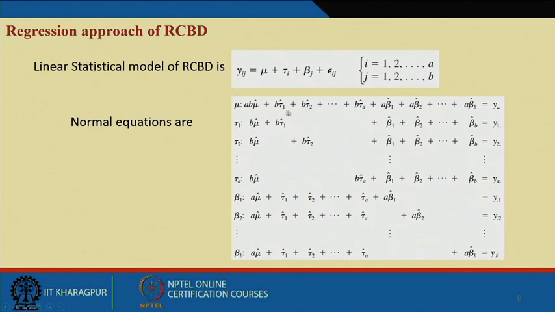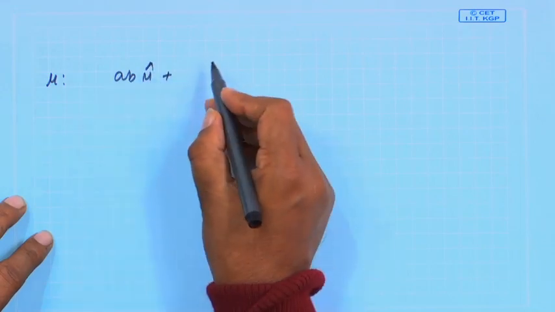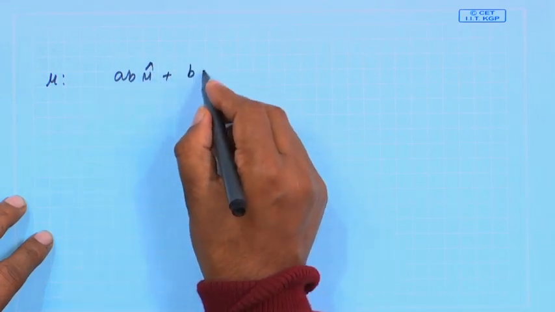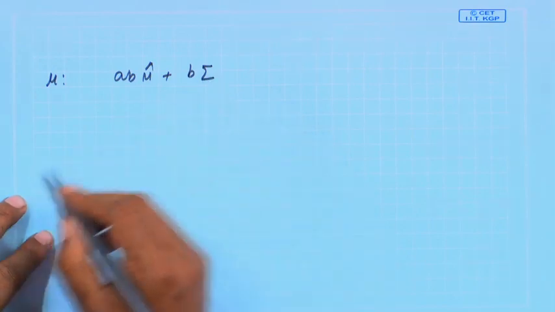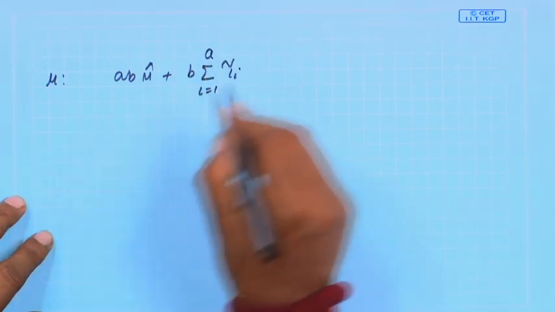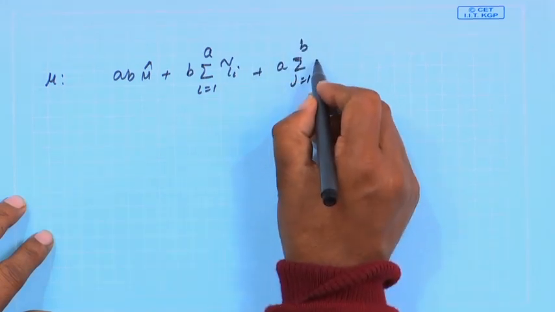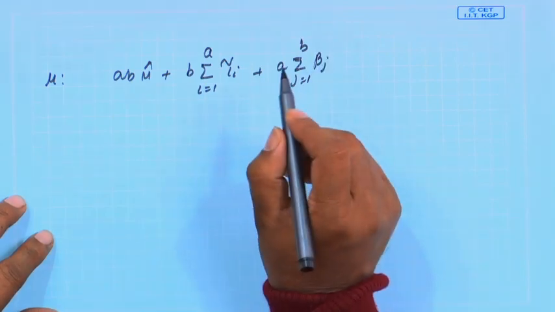So, if you see the first equation with reference to mu, the equation is ab mu cap plus, if I take b common, then it is the sum over i equal to 1 to a of tau i, and plus, if I take a common, it will be the sum over j equal to 1 to b of beta j.